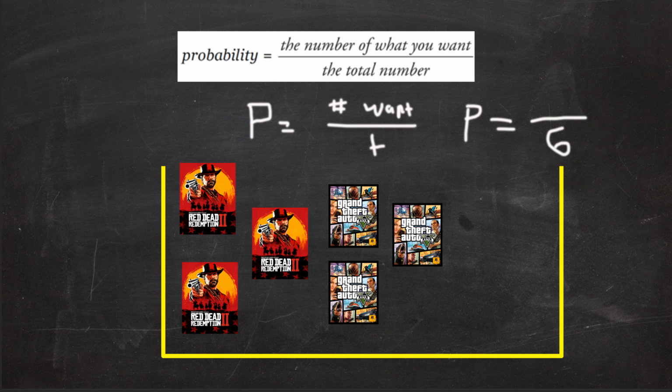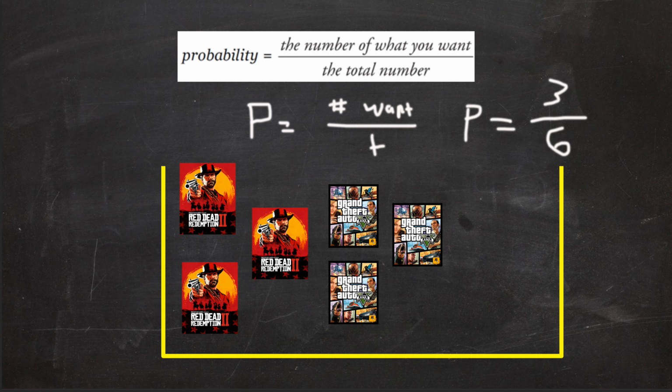If we want to count the probability of selecting Red Dead Redemption 2, that is the number of what you want. So we want that number, 1, 2, 3, and that would be 3 over 6. So this formula is important because there are situations where they will not provide you with either the probability or one of these variables, and you will need to do some calculations. Let's look at a typical problem for where you're going to need to use this formula.